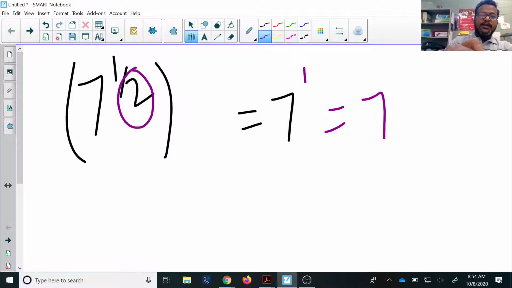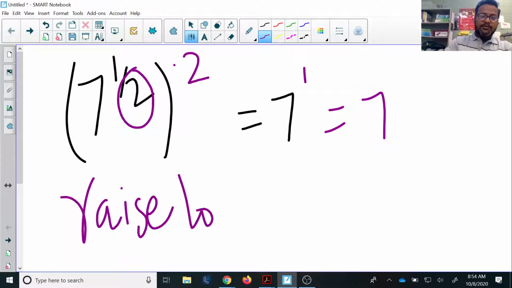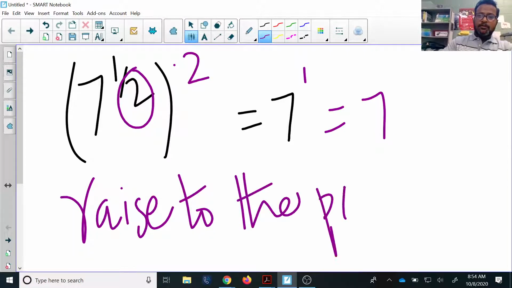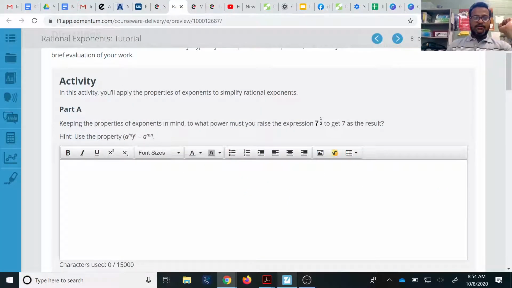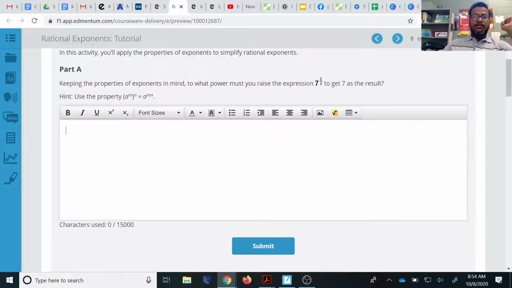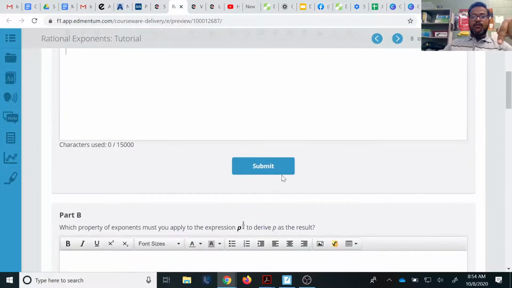So in order to do that, I have to raise it to the power 2, right? Raised to the second power. What happens here is it cancels out both the 2's and I get 7 to the first power, which is 7. So that is why they say use the property a to the m to the nth power. You're going to write down your answer here, and then you'll see what answer you get.